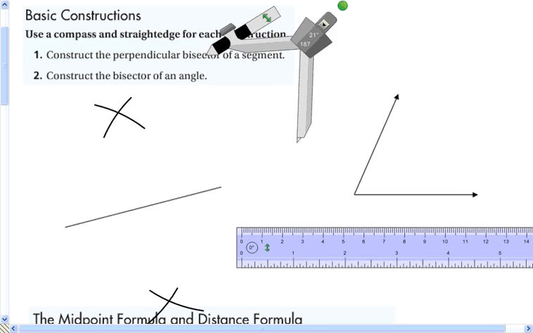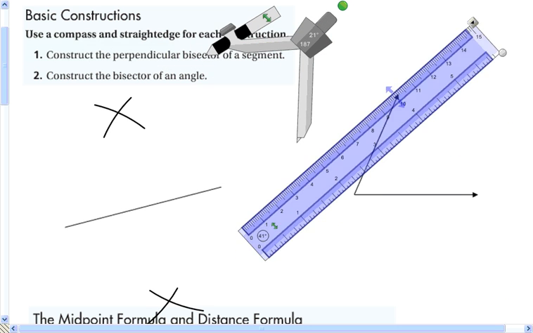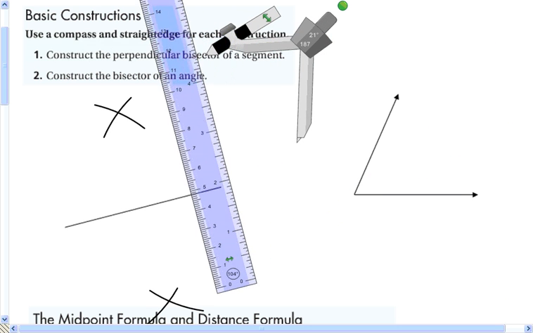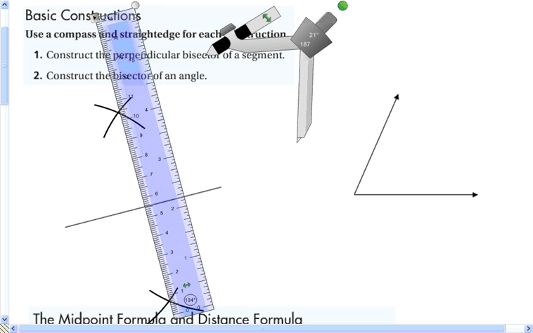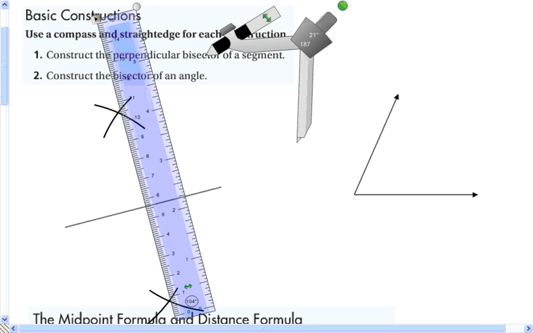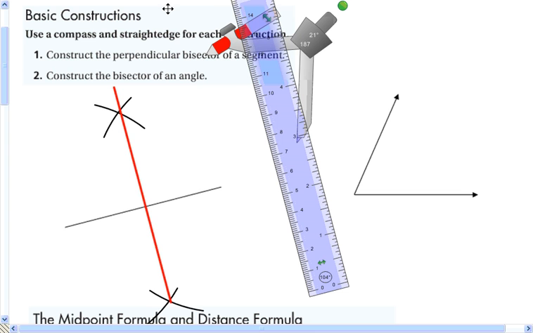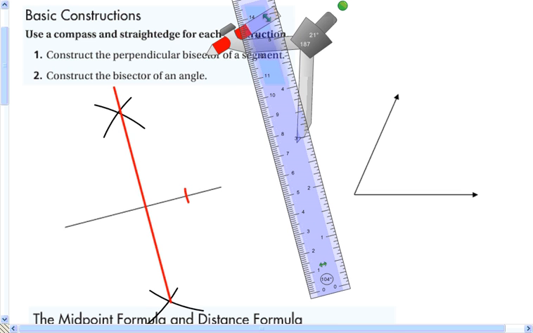Then I just need my straight edge. And I'll draw that line. And if I drew my line correctly, that should be the perpendicular bisector. So these two distances are congruent, and that's a right angle. Okay, now we want to bisect this angle over here.